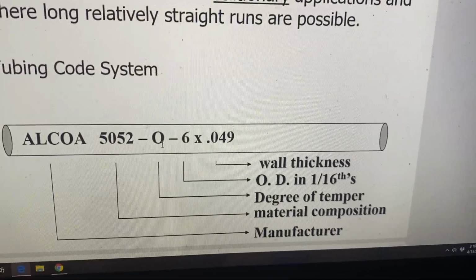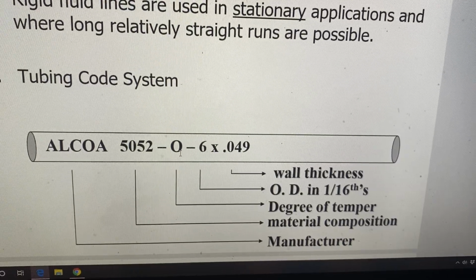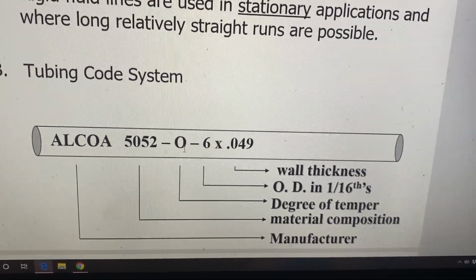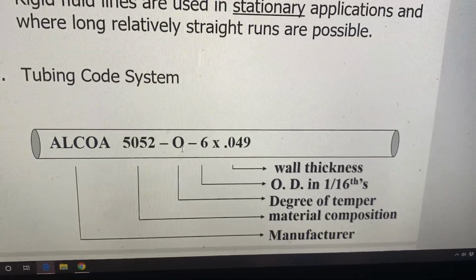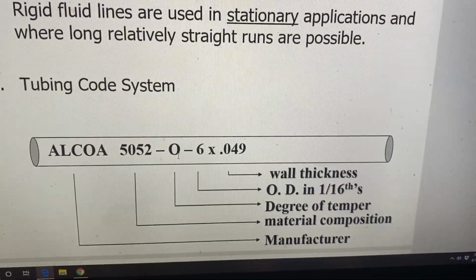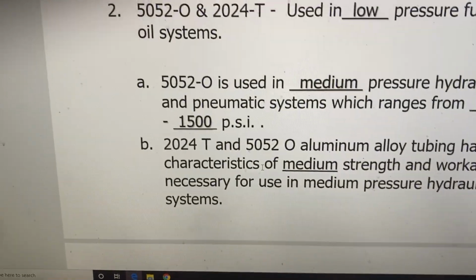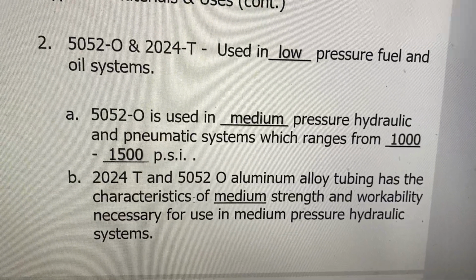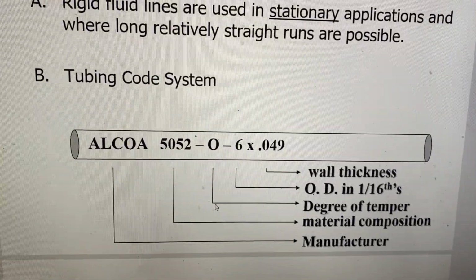The second, if you remember back from Structural Materials and Processes, the 5052 is an alloy code, an aluminum alloy code or composition code. If you look through this PowerPoint, it's going to tell you which composition code is used for which pressure ranges and some common applications. For example, 5052 is used in low pressure fuel and oil systems and so forth, and also in medium pressure hydraulic and pneumatic lines. I'll let you read through that on your own.